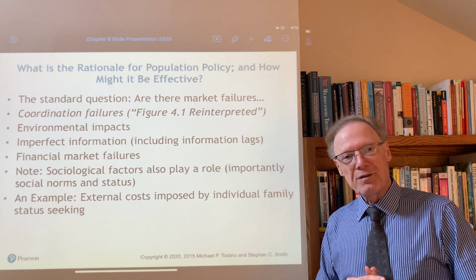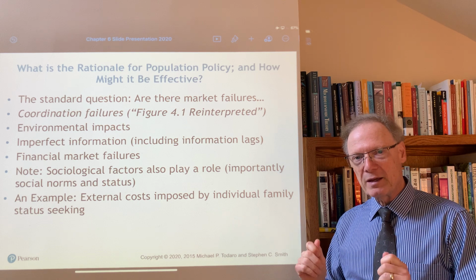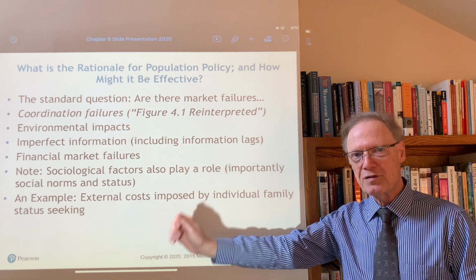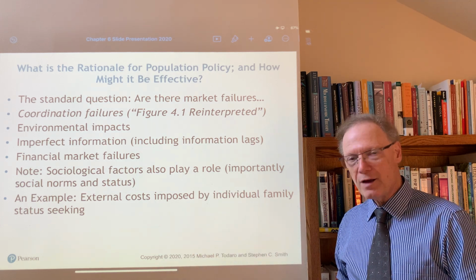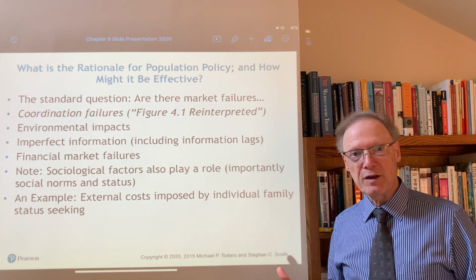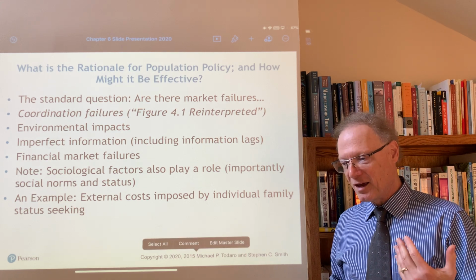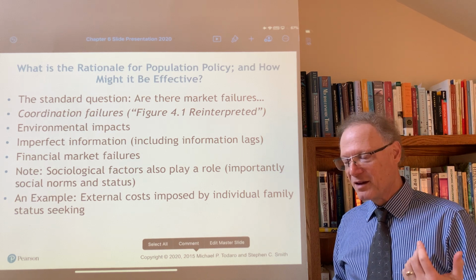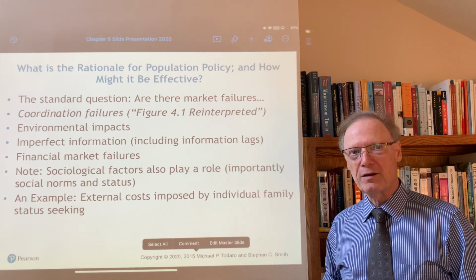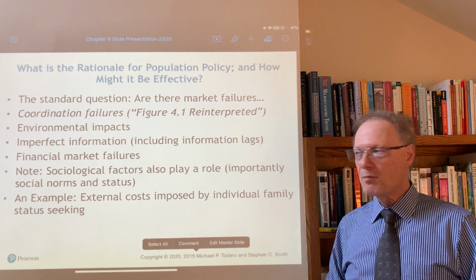Financial market failures can also be important because we've thought of families, in part, making decisions about how many children to have so that they can have old age security. Of course, it costs money to raise children. So if there were more effective savings institutions in the right place, near where people live, for example, then instead of having more children, they might save more. So financial market failures, including the non-existence of markets in some areas, may be another important market failure.